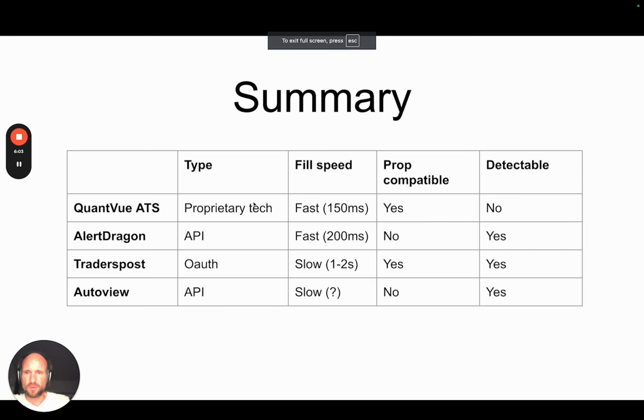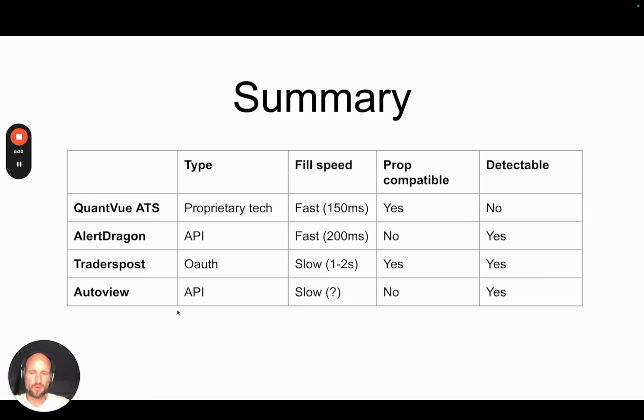In summary, we've got the QuantVue ATS proprietary tech. It's very fast, 150 milliseconds. It's prop compatible, and no, it cannot be detected. We've got Alert Dragon, my favorite API provider, very fast as well. You can't use it with prop firms, and yes, it can be detected, but this is my choice for my personal account. We've got TradersPost, uses OAuth. It is slow-ish, so 1 to 2 seconds. We saw it in the Excel sheet. It is prop firm compatible, but it can be detected.